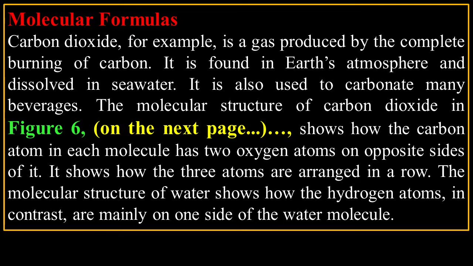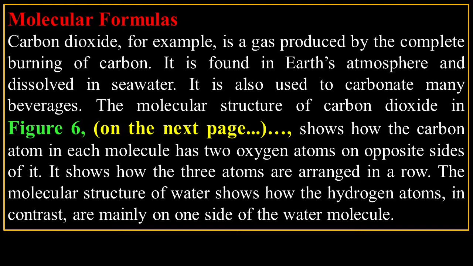Carbon dioxide, for example, is a gas produced by the complete burning of carbon. It is found in Earth's atmosphere and dissolved in seawater. It is also used to carbonate beverages. The molecular structure of carbon dioxide in figure 6 on the next page shows how the carbon atom in each molecule has two oxygen atoms on opposite sides of it. It shows how the three atoms are arranged in a row. It's called linear. That's the geometry of it.